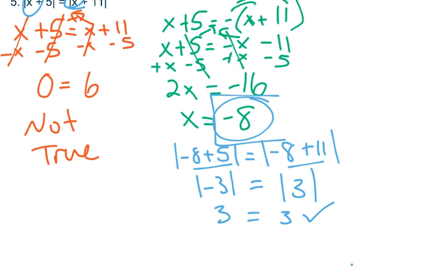This one works out. This is our only solution, because this one over here didn't give us a true statement. We never got an x value, so there was only one to go back and check. Hopefully 2 bracket absolute value equations aren't that difficult or aren't that daunting.